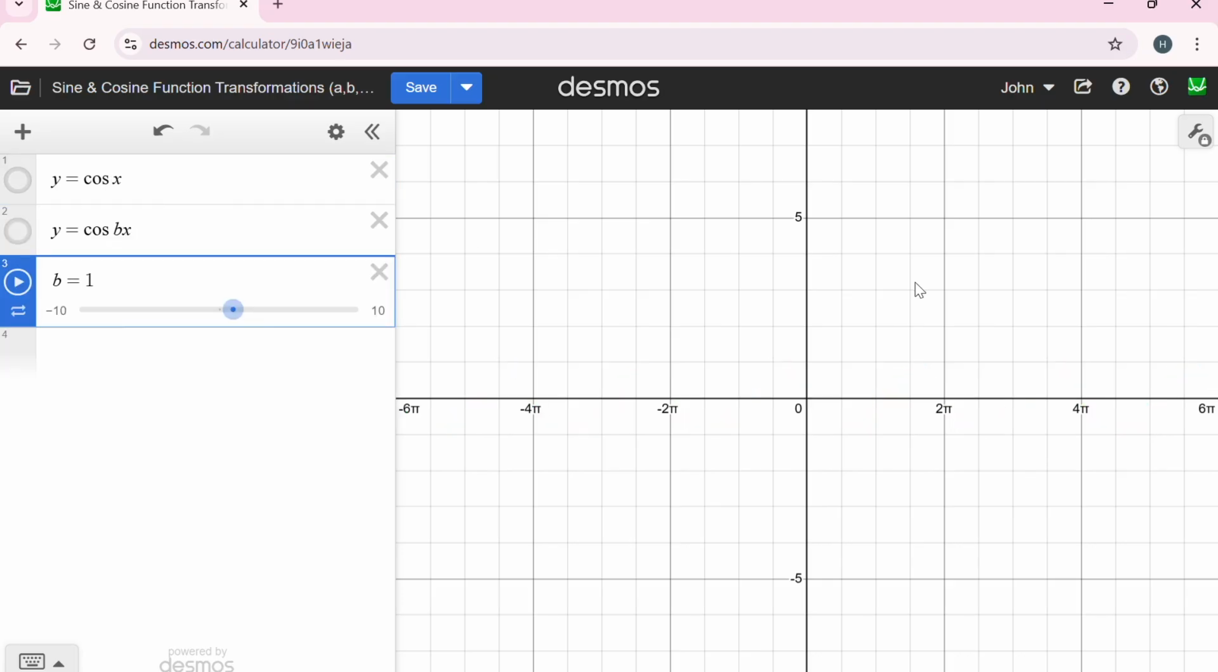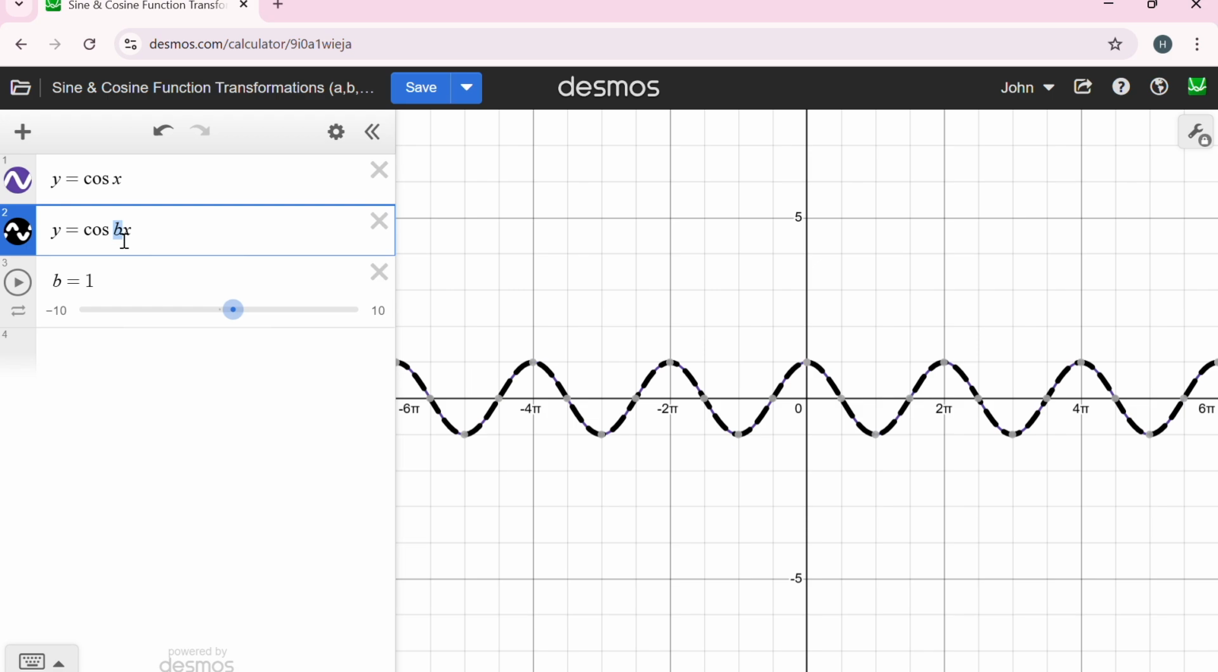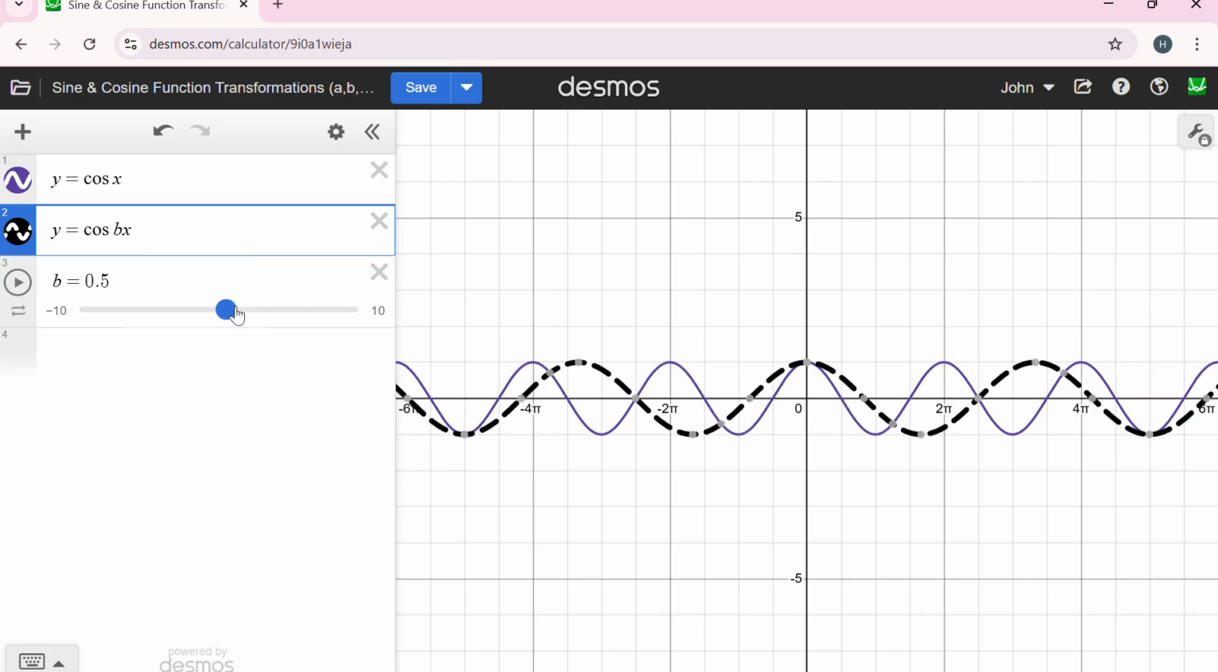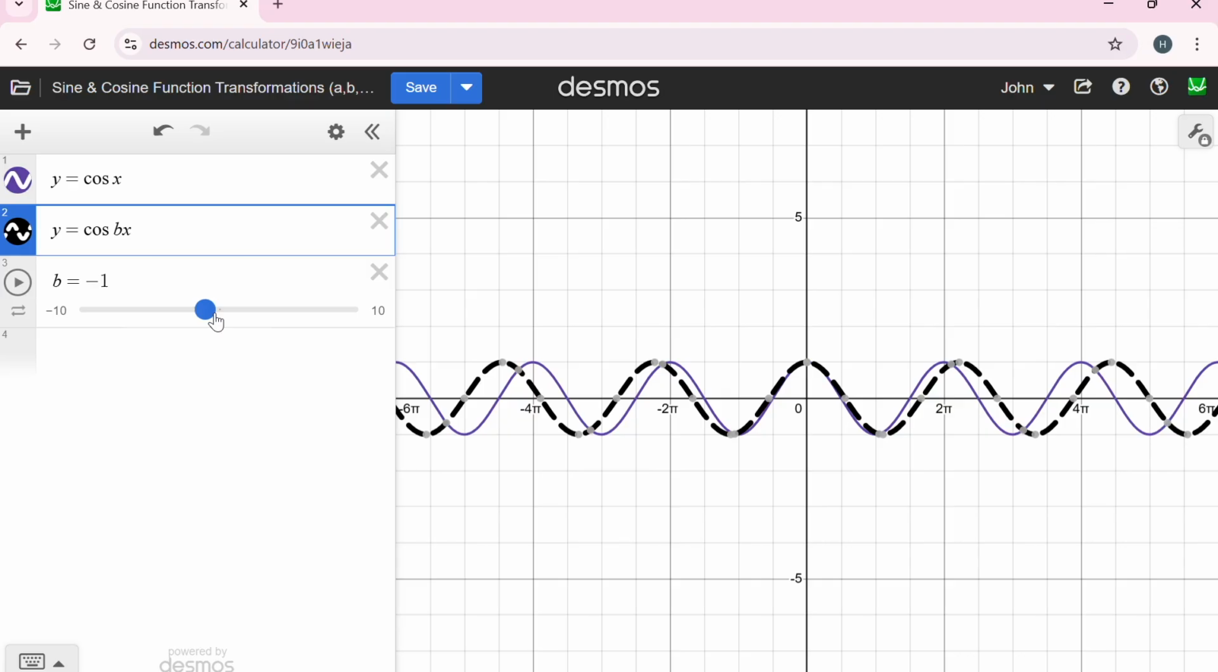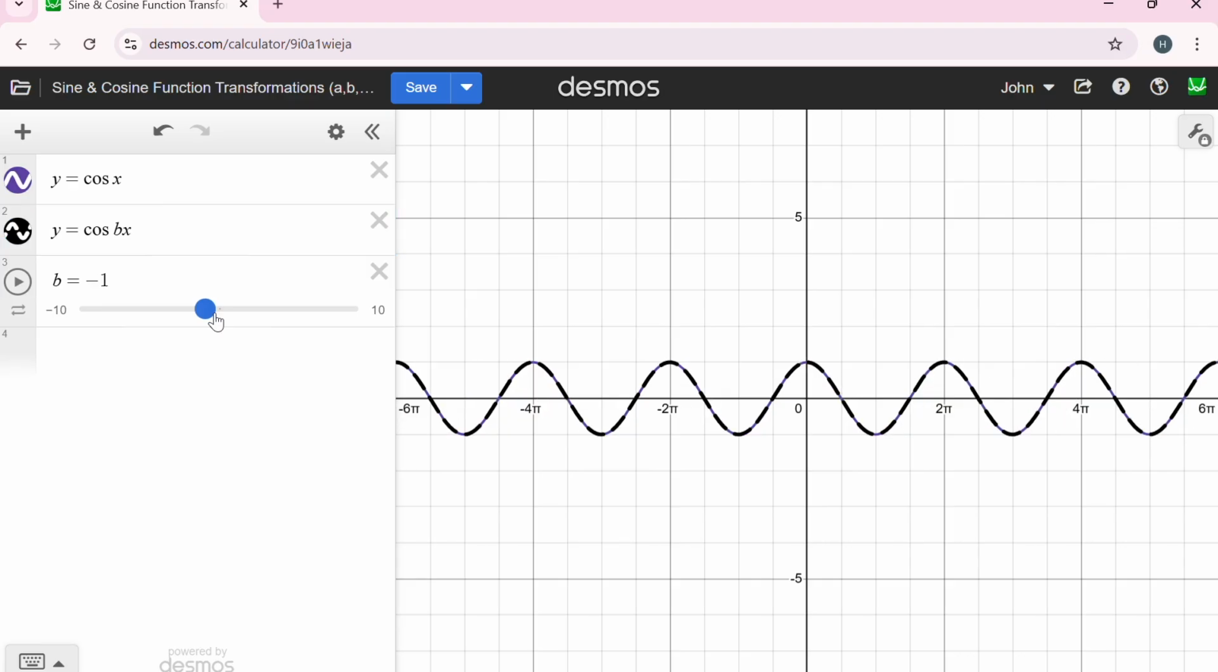Next one, I have y equals cosine of x, our base function. Let's turn it on in purple. And you can see that y equals cosine of b x. Let's turn that b value into negative 1. So let's reflect it across the y-axis. And what happens? The two graphs line up.